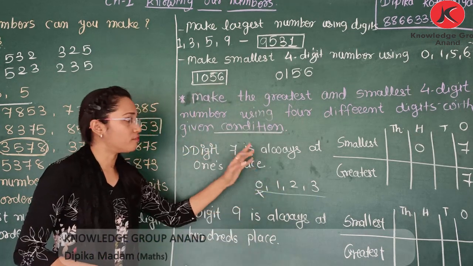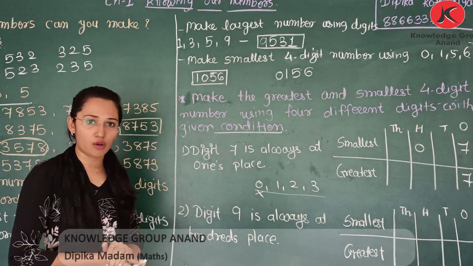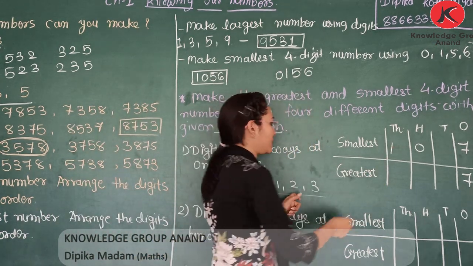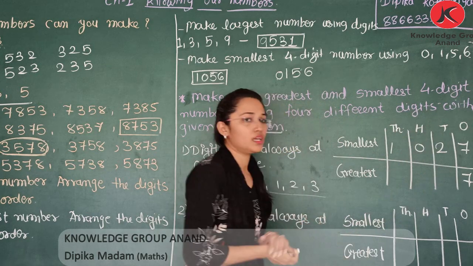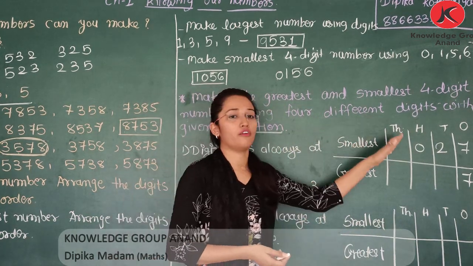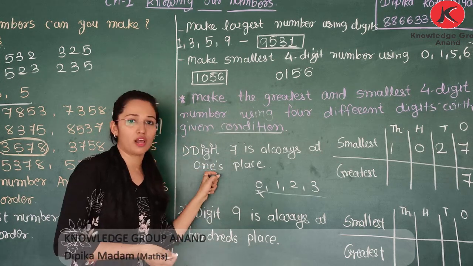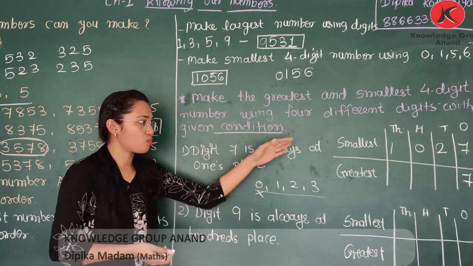Now 1 ક્યાં મુકાય? It will be in a thousand place. So 1 will be at the thousand place and at the 10th place 2 will be there. So this is a four digit number using the given condition. 7 is always at the one place, and this is the smallest number.